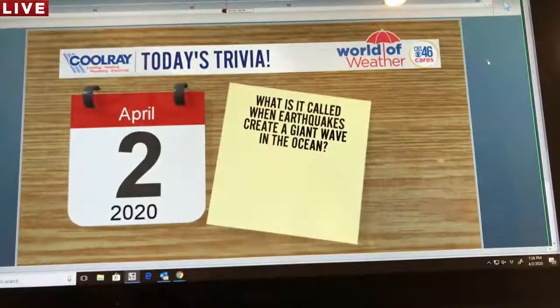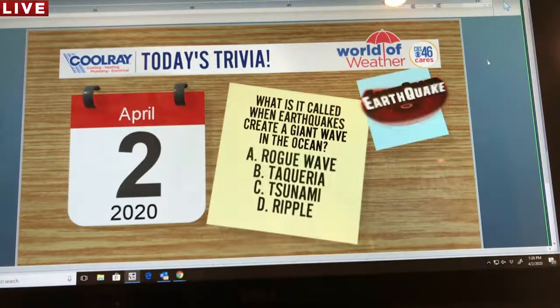So today's trivia question: what is it called when earthquake, oh, and we didn't even talk about this. My apologies. We're going to talk about it now. What is it called when earthquakes create a giant wave in the ocean? Is it a rogue wave? Is it a taqueria? Is it a tsunami? Or is it a ripple? Does anybody know the answer? If you know the answer, write it down. We'll give you a minute. What is it called when earthquakes create a giant wave in the ocean?